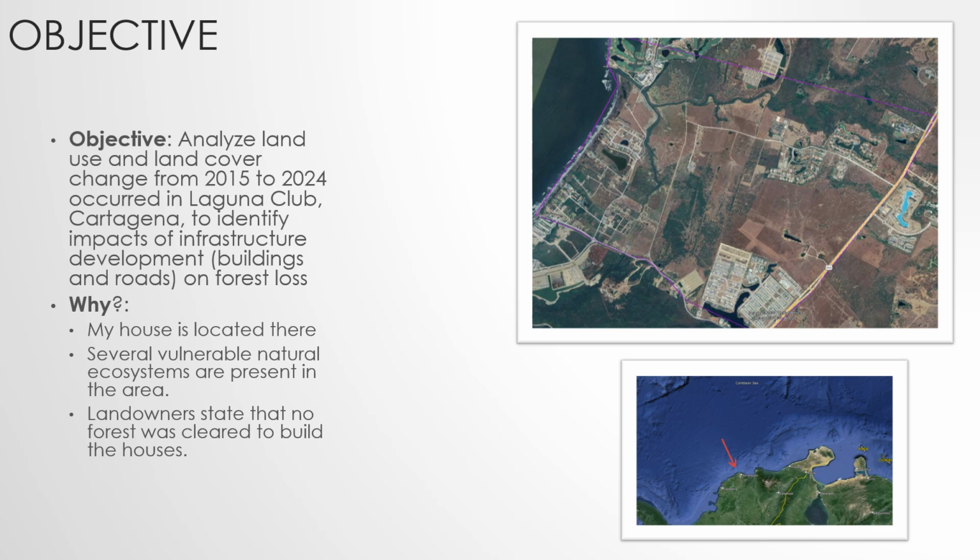I'm particularly interested in this area because this is where my house is located, and I know that there are several vulnerable natural ecosystems, and I'm afraid that my house was built on a previously forested area, and not only my house, but all of the houses that you can see inside this purple polygon. As such, I would like to confirm if the landowners told the truth about not deforesting, but rather building on already degraded areas.